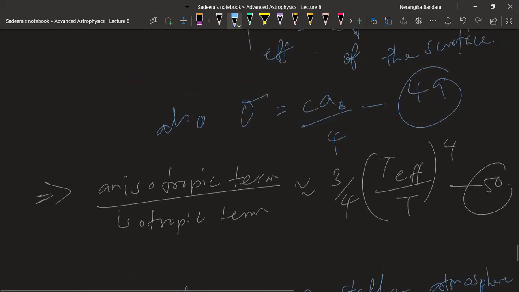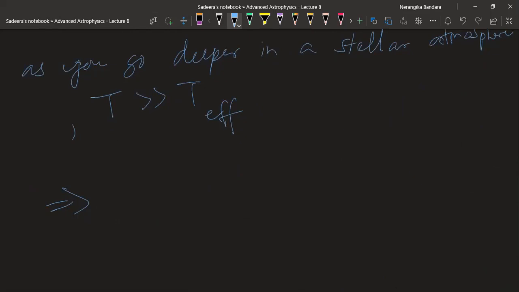which means if you go back to that equation, equation number 50, you can see that this equation roughly becomes nearly 0, right? This ratio to the power 4 is going to be pretty much 0. In other words, the anisotropic term becomes negligible as you go deeper into the atmosphere.